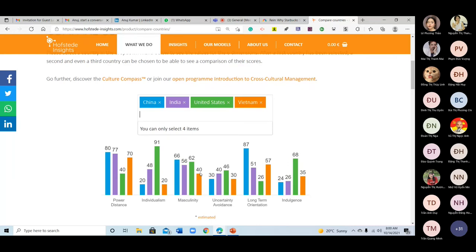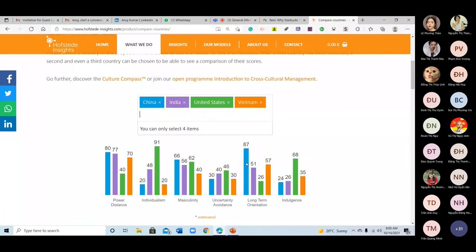Similarly, there is long-term orientation. If you see, China is a long-term oriented country, with a score of 87. They take very, very much time to trust someone. That's why we say Chinese are slow negotiators. Relationship building takes time with Chinese.